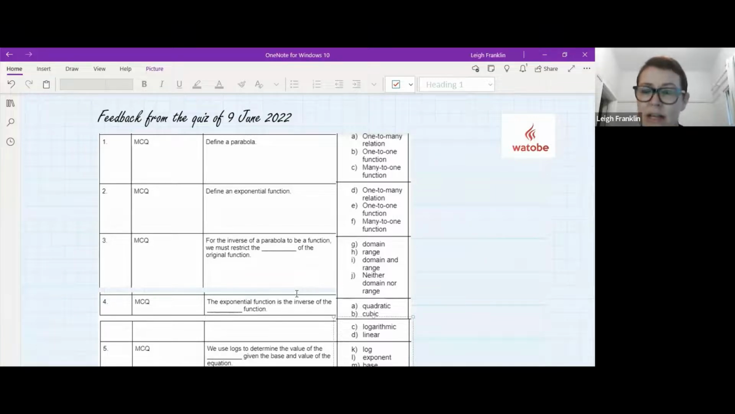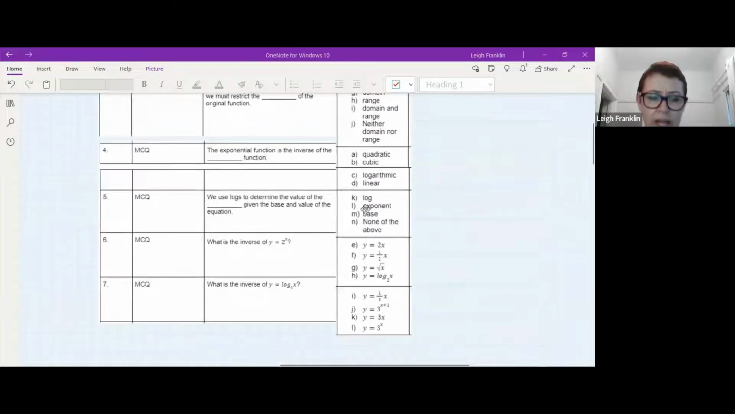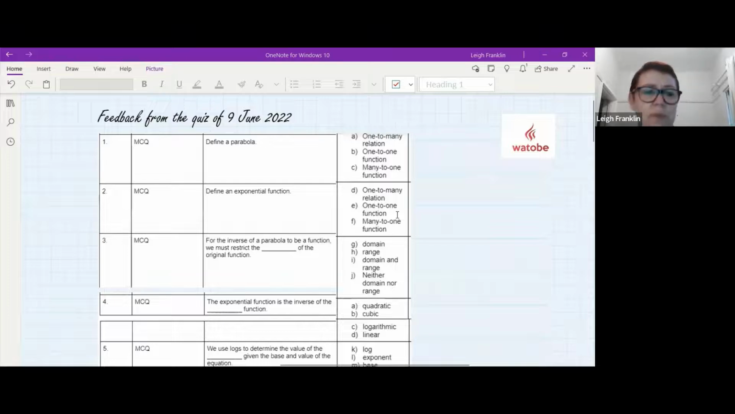One of the things that Watobe has asked us to do is to give you feedback on the quizzes that are written. I don't know about your teachers at school, but if I have to mark anything with my class, it's always the first thing that I do. So that's why I thought I would go through this first and foremost. I do get the scores, but I haven't actually had a look at them yet.